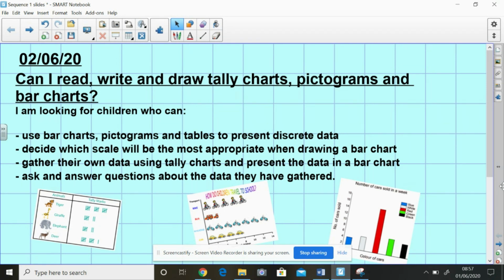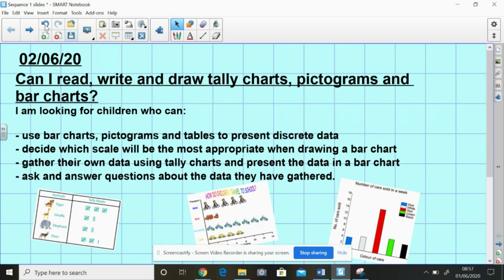We're also on to a new topic of maths, which is called statistics. Today in statistics, we're looking at can I read, write, draw tally charts, pictograms, and bar charts. To be honest, it is quite difficult for me to do this over the computer because my skills of drawing bar charts on the computer are not the best. But we're going to give it a go, and I'm sure we'll do fab.